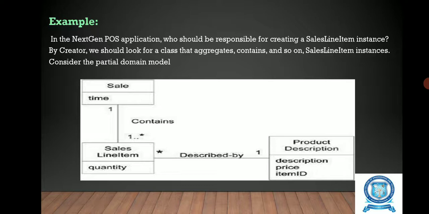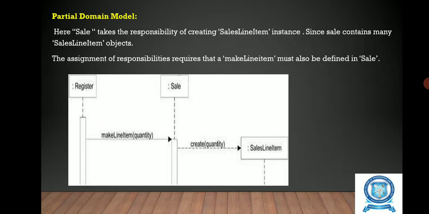We have 3 classes here: sale, sales line item, and product description, with the attributes time, quantity, description, price, and item ID. These are the associations, and we have multiplicity values. In this partial domain model, the sale takes the responsibility of creating the sales line item instance since the sale contains many sales line item objects. We assign the responsibilities required for making the sales line item to the sale. This diagram shows the partial domain model.